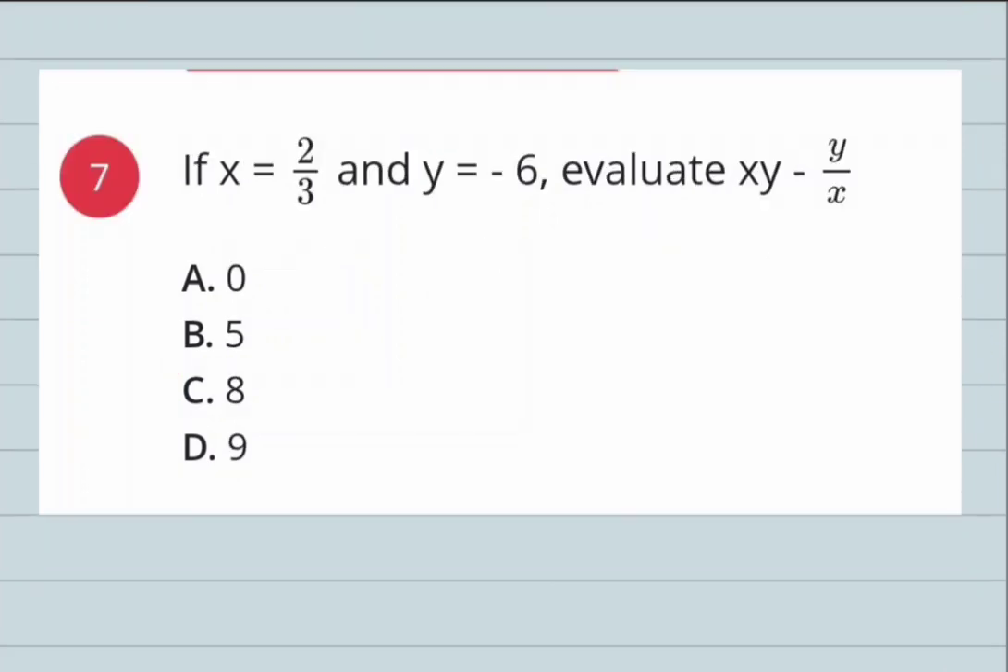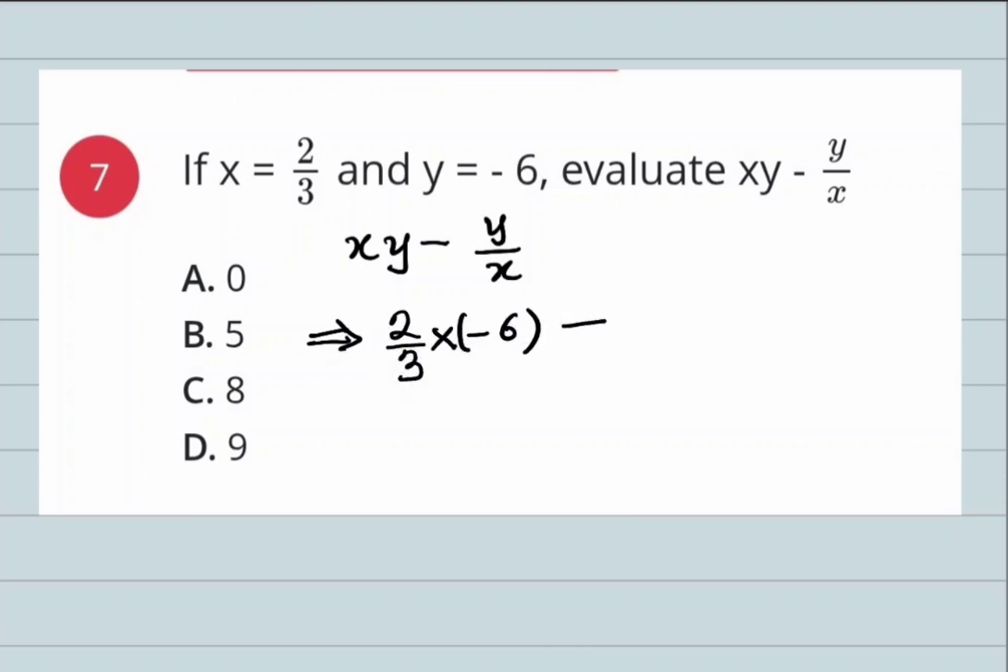Here is question 7, where we have x equal to 2 over 3 and y equal to minus 6. We have to evaluate xy minus y over x. So here, we just have to substitute, since we are given x to be 2 over 3 and y to be minus 6. So xy minus y over x will now be: our xy is 2 over 3 multiplied by negative 6. Don't forget this negative sign here. And our y as well, minus 6, to be divided by 2 over 3.